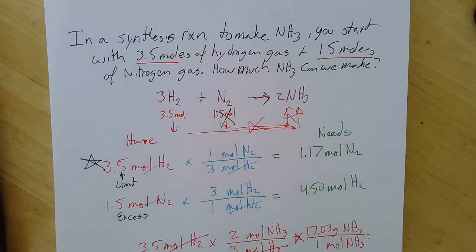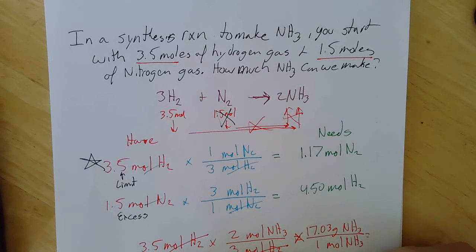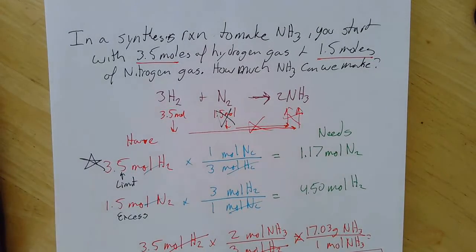And so my final answer comes out to be 3.5 times 2 divided by 3 times 17.03. And I get 39.736 going on. So we have two sig figs out here, so my final answer should have 2. In this case, I would have about 40 grams of NH3. That would be my best final answer based on sig figs.